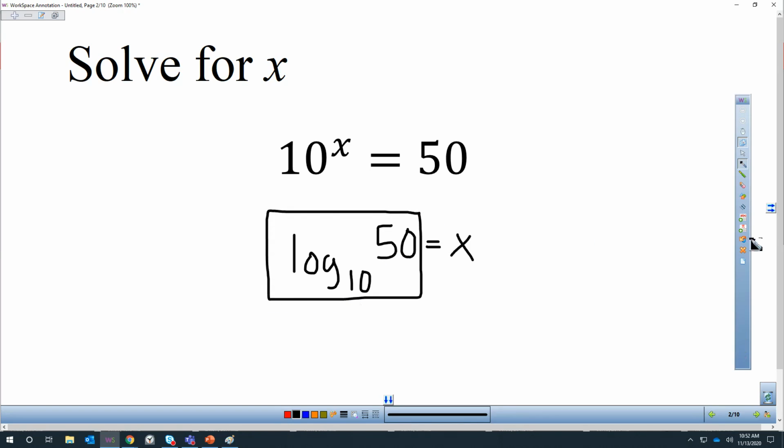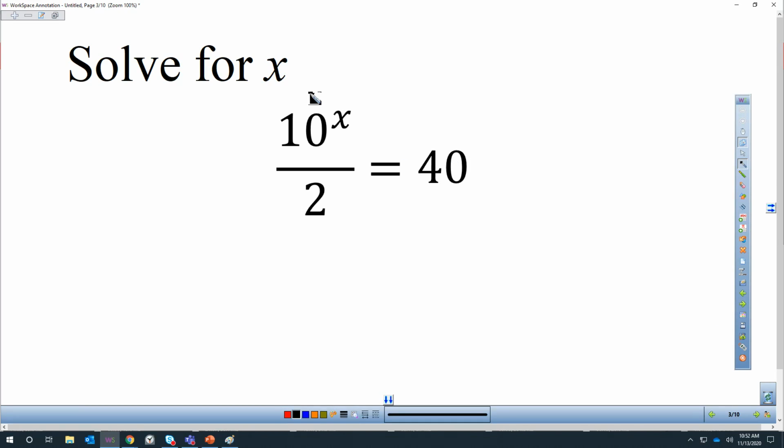Now, you probably don't have memorized in your head what log base 10 of 50 is, but we can type that in a calculator and see what it comes out to be. I believe it's about 1.698 or something like that. I only have it memorized because we've talked about it so much in the last couple of days, but you can just grab a calculator and type it in.